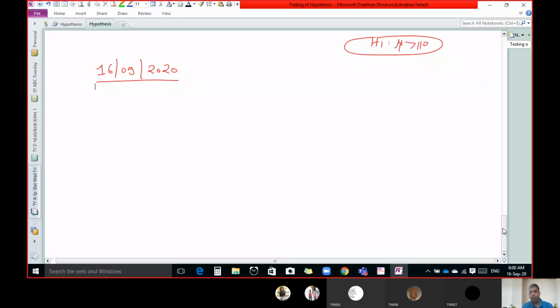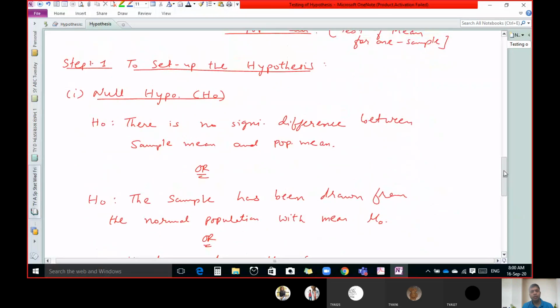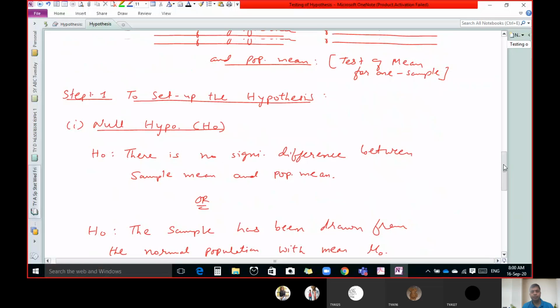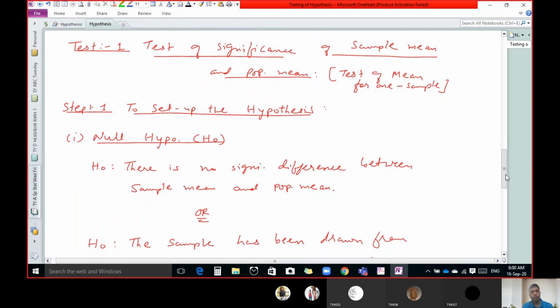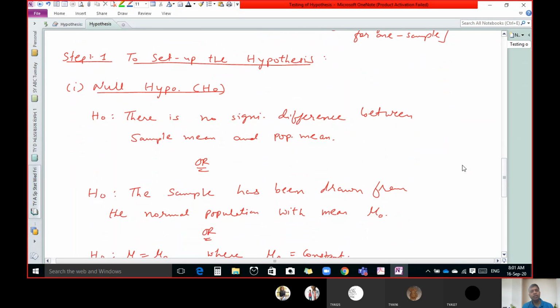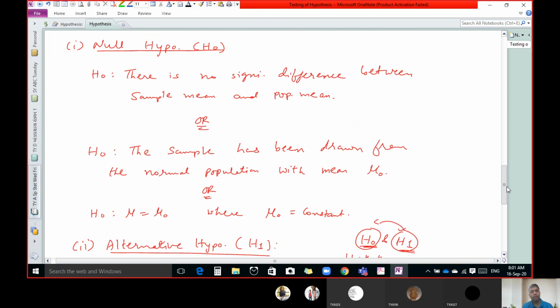In the last lecture, we were discussing test 1 of the t-test. The heading of that is test of significance of sample mean and population mean. It is also known as the one sample test for mean. Our first step is to set up the hypothesis. Here we have to set up two hypotheses: one is known as the null hypothesis, the other is known as the alternative hypothesis.